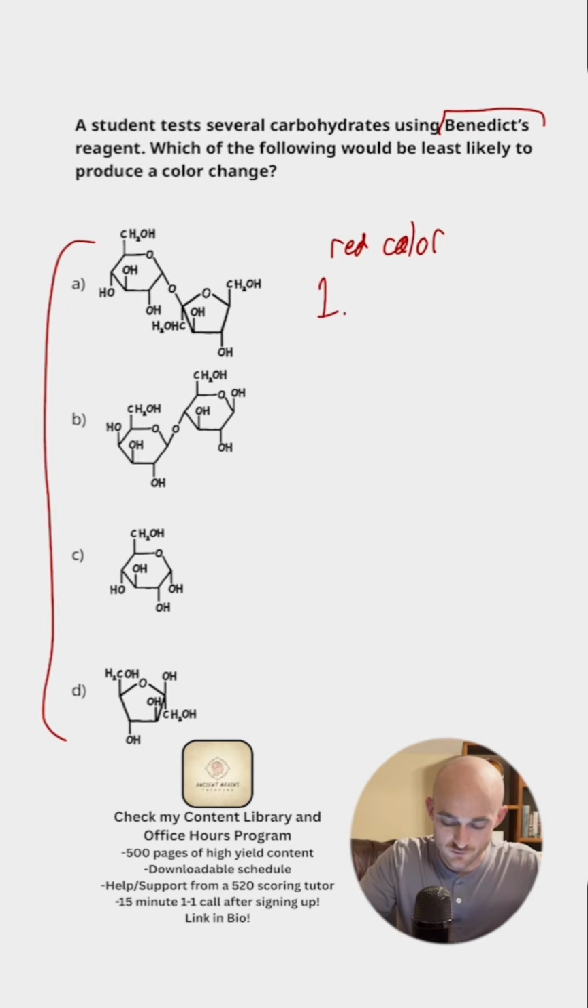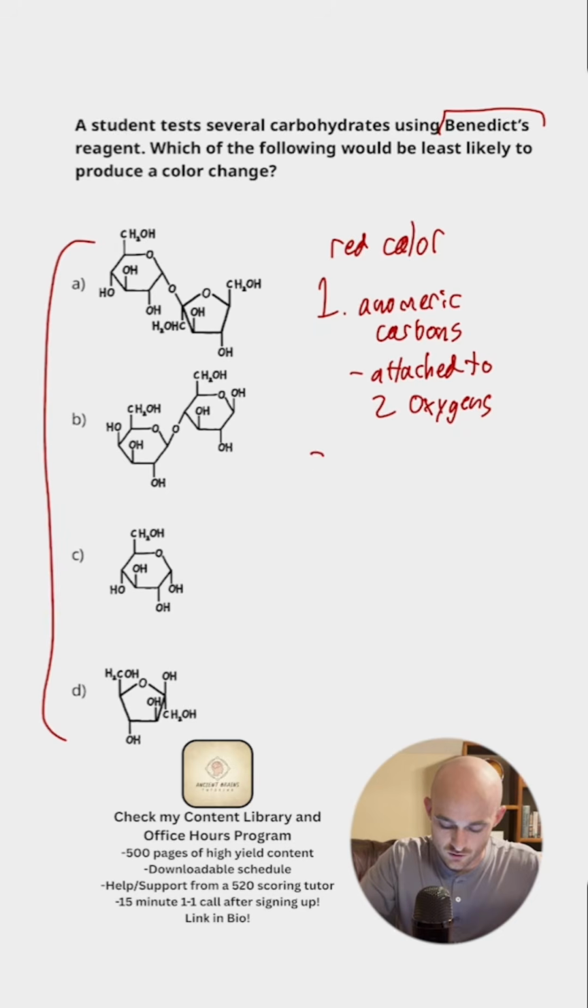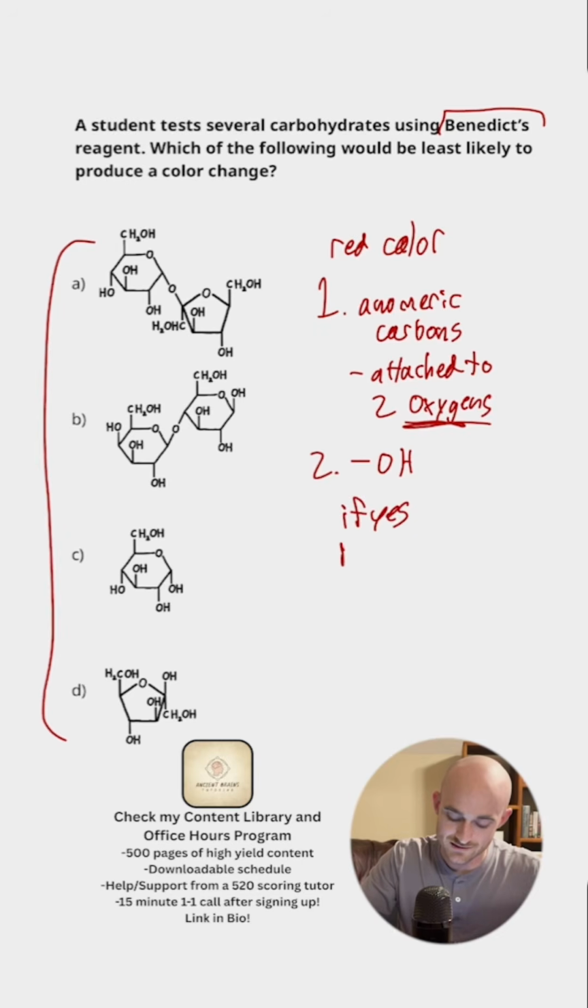And when you do this, the first thing that you need to do is to identify the anomeric carbons. The anomeric carbon is always the carbon that's attached to two oxygens. And then once you identify the anomeric carbon, you need to see, is that carbon attached to an OH group? So is one of those oxygens part of an OH group? If there is an OH group, then that means that the sugar is reducing.